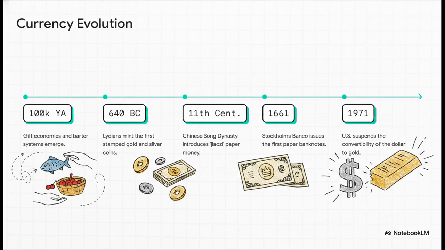By the 11th century, the Chinese Song dynasty introduces the very first paper money, called jiaozi. Europe eventually catches up in 1661 when Stockholm's Banco issues their first paper banknotes. And then we hit a massive turning point in 1971 when the US officially suspended the convertibility of the dollar to gold, detaching global currency from physical commodities entirely.